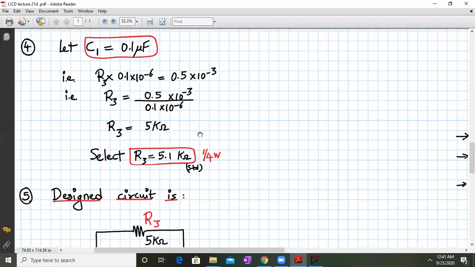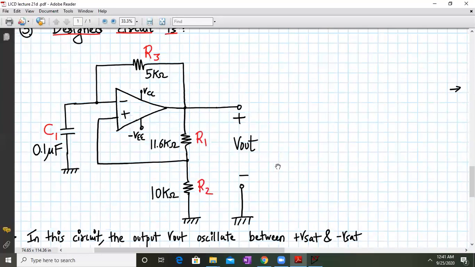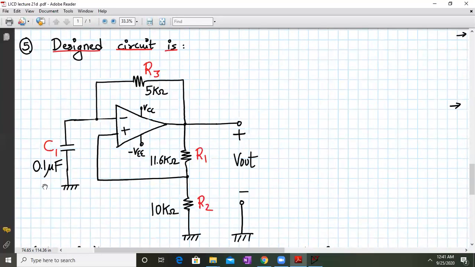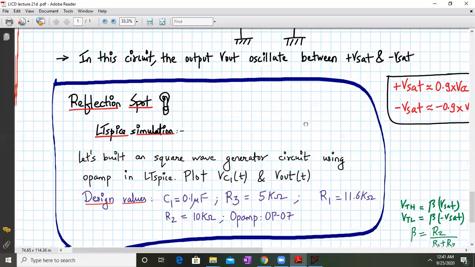Now we select standard values of resistors when we actually build this circuit on the breadboard. Then we require standard values, but in simulation we can substitute the direct values as they are. So this is my design circuitry. C1 is 0.1 microfarad, R3 is 5 kilo ohms, R1 is 11.6 kilo ohm, and R2 is 10 kilo ohm. So let us go back to our reflection spot.